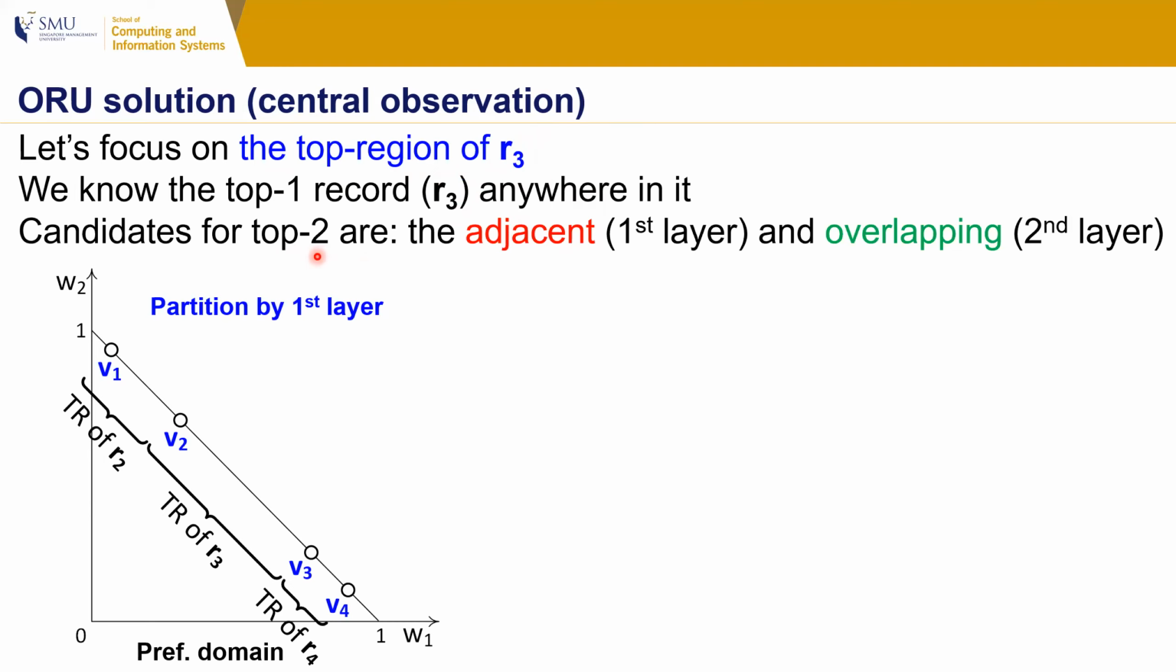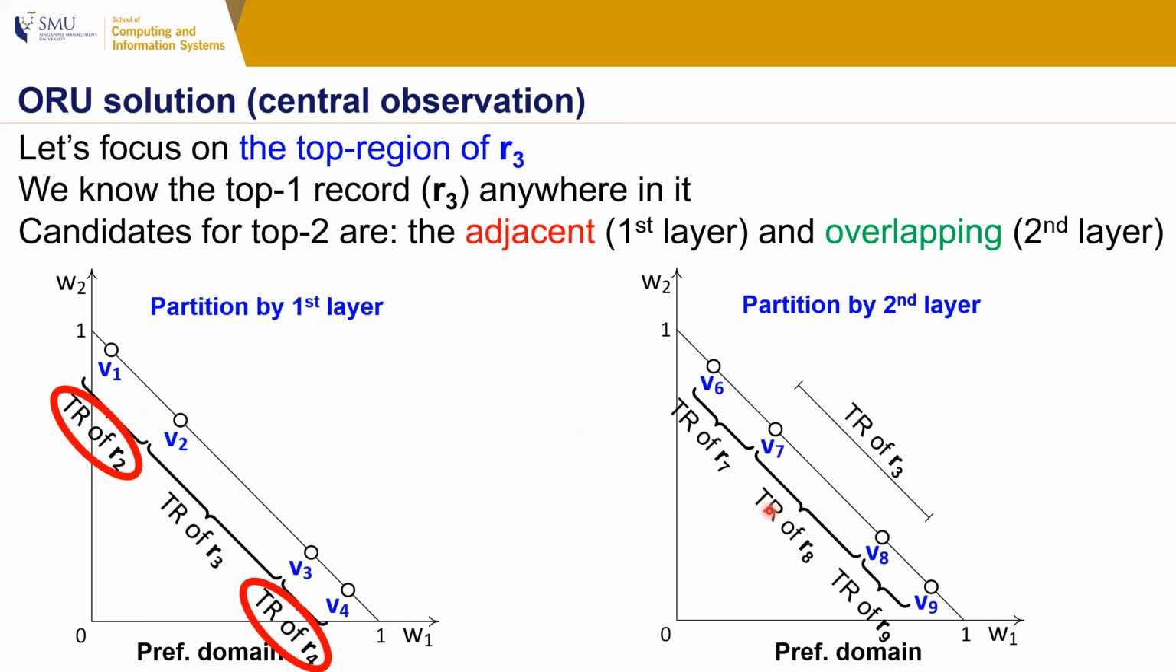Well, these candidates come from two sets. Either those that are adjacent to R3 in the first layer. Here's my R3. This is the first layer partition. The adjacent ones are R2 and R4 in the first layer. And the second set where my candidates for the top two position could be coming from are those records in the second layer that have top regions that overlap with the top region of R3. Well, these records turn out to be the ones in blue here.